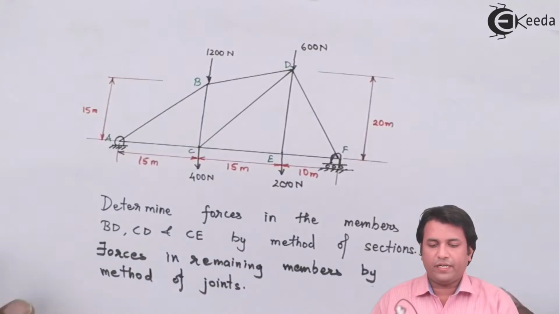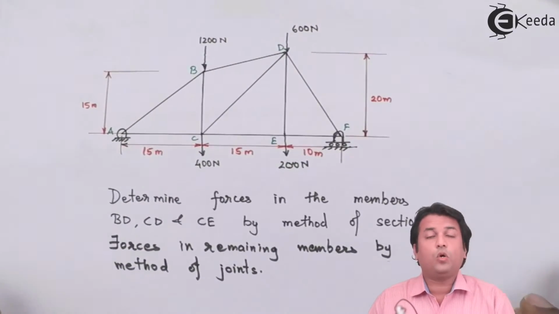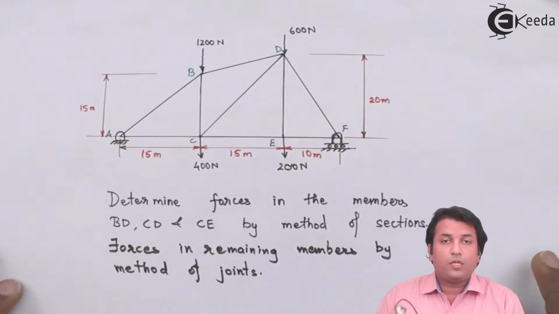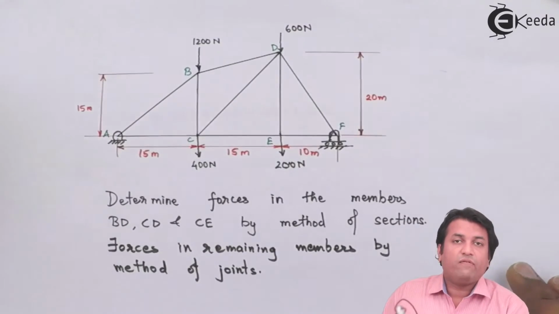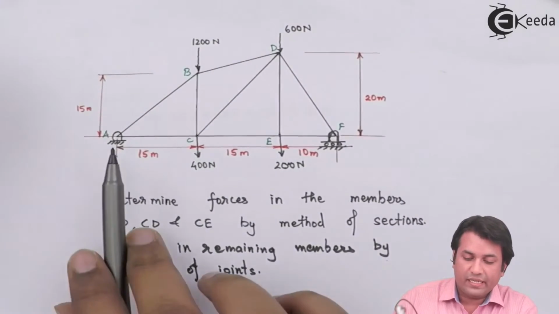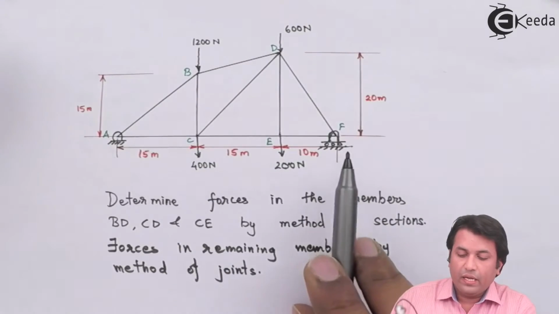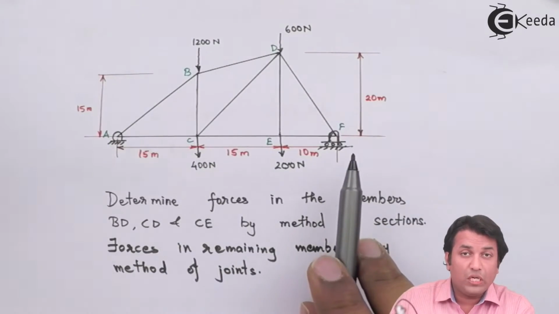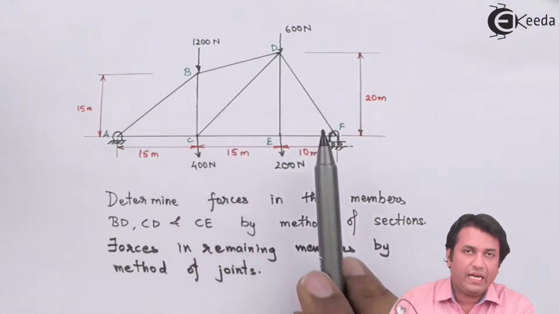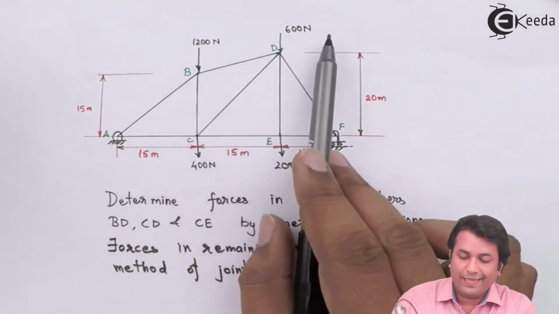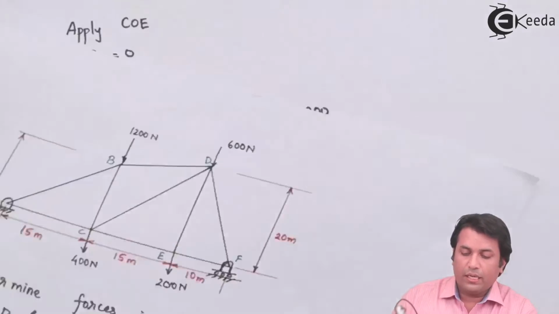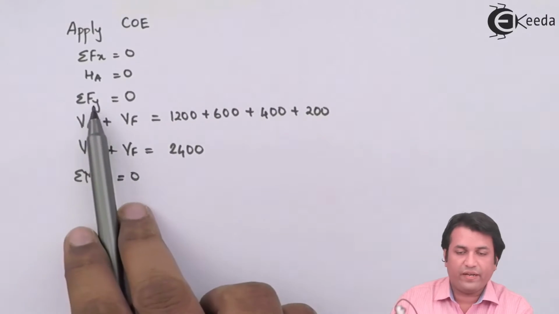I'll just show you what I have written till now. Since there is no horizontal force in this given example, the horizontal reaction at A would be 0. Now, the vertical reaction forces, that is VA and VF, have to balance out the four vertical forces acting at B, D, C and E. That is 1200, 600, 400 and 200. So that is in the vertical direction, that is for Fy.